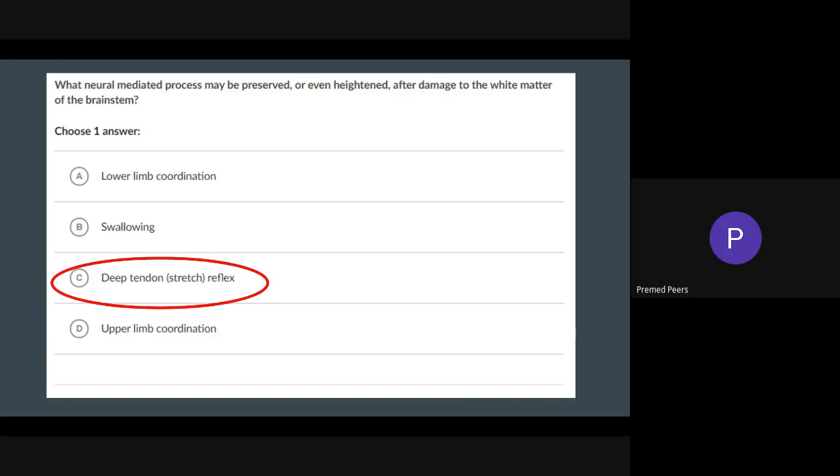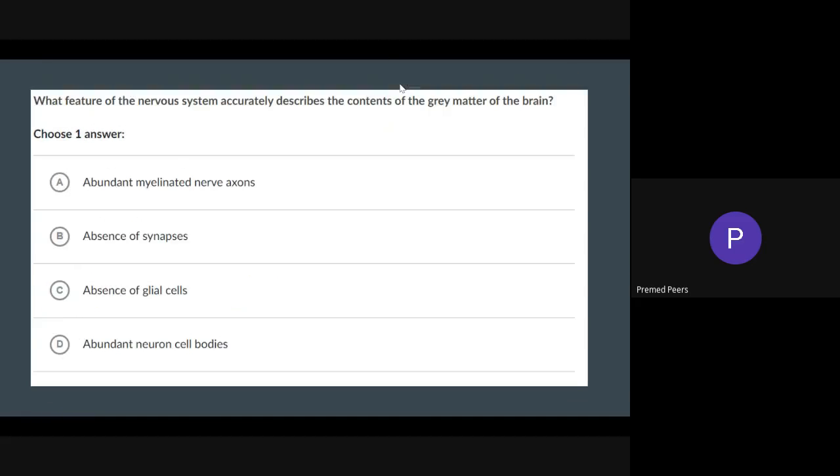They go spinal cord and then straight to your motor neuron. The brain may get sensory input, but it doesn't actually need to be functioning for that spinal reflex arc to occur. So that is why you would have this be preserved even after damage to white matter. All these other ones, upper limb coordination, swallowing, and lower limb coordination, require information to and from your brain in order to occur. Does that make sense? Yes. Awesome. Thank you.